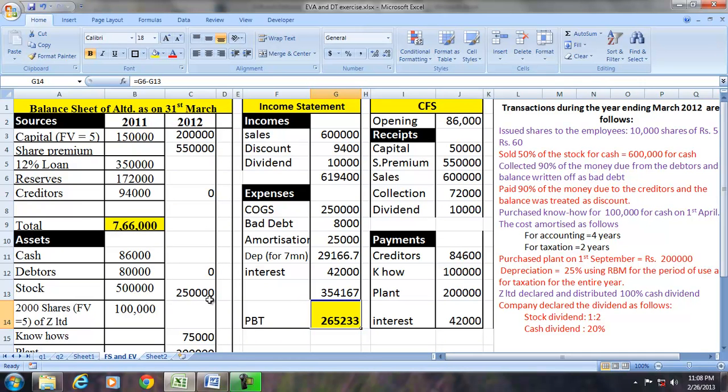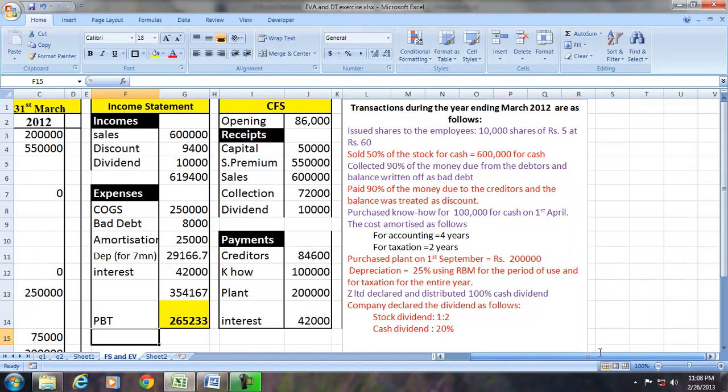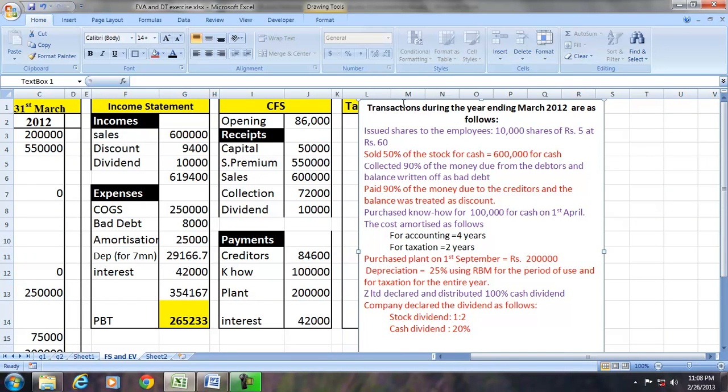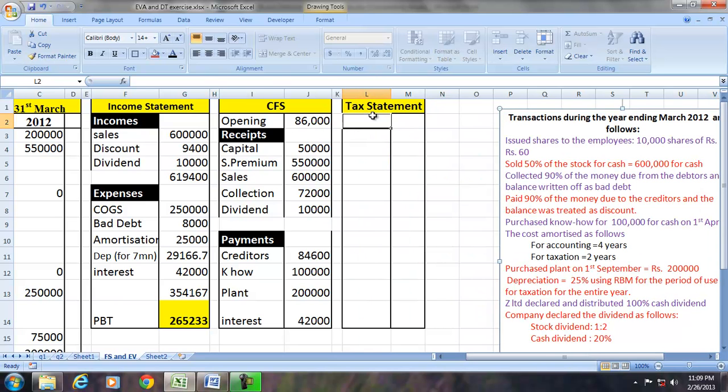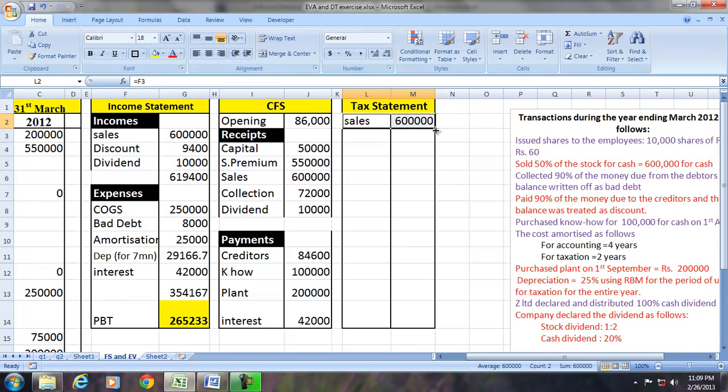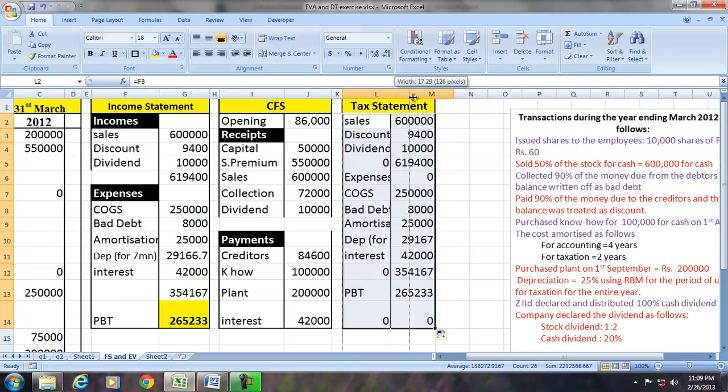265,233. On this we have to calculate the tax, but before we calculate tax, it is necessary to find the taxable statement, and the tax statement will show the taxable income. So we take all the items first to understand what are taxable and not taxable.